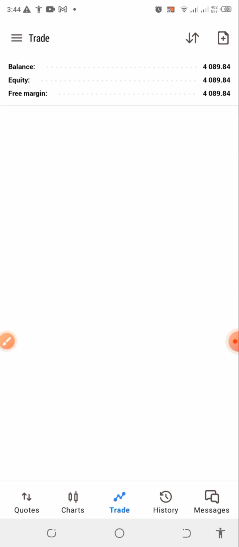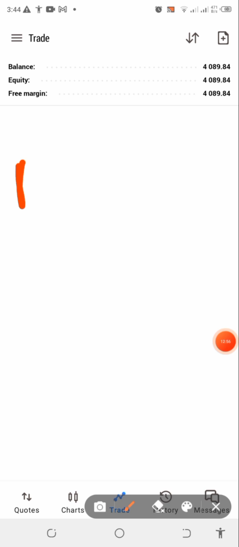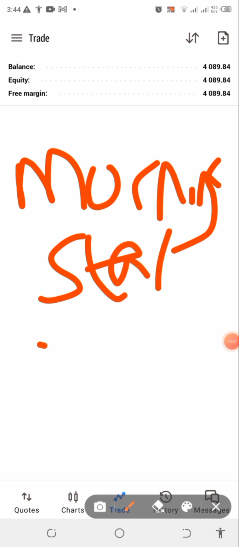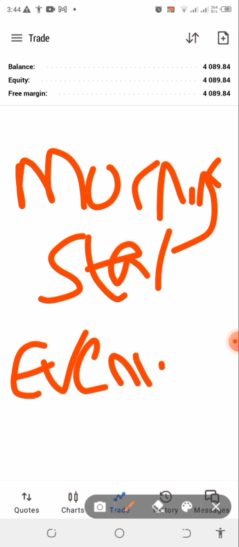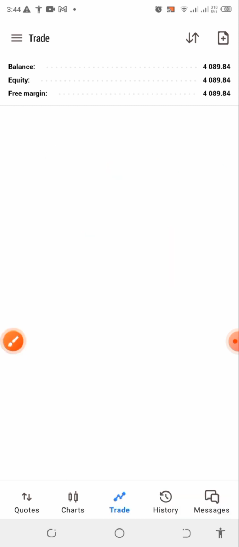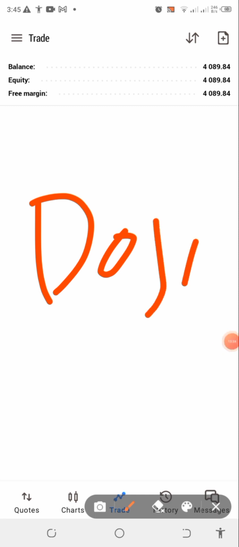Now the next candle I want to show you guys is the morning star and the evening star. Let me first talk about the morning star. But before I talk about the morning and the evening star, the first candle I need to let you guys know is the doji candle. Okay, we call a candle that is doji.